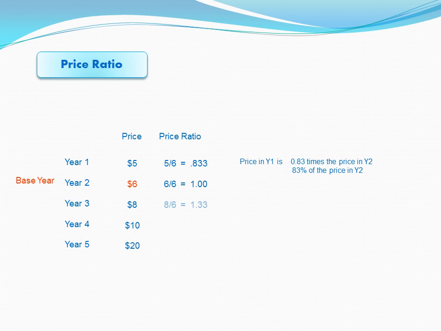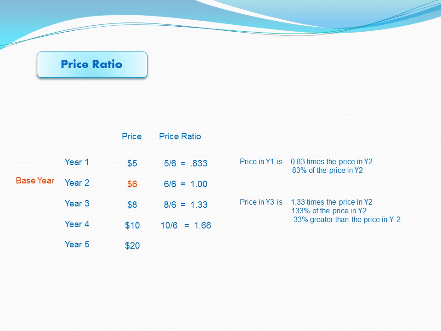If I look forward now and look at year 3, and I create a ratio of year 3 price to year 2 price, I can see that we have a ratio of 1.33. That is, the prices in year 3 are 133% of the prices in year 2. That is, they've gone up by 33%. I just carry this simple ratio forward.